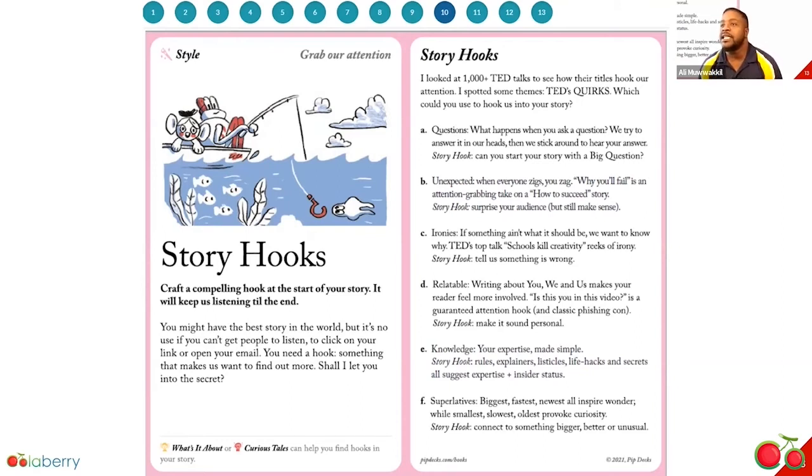So this guy looked at over 1,000 TED Talks to see how their titles hook our attention, and he spotted some things. Number one is questions. What happens when you ask a question? We try to answer it in our head, and then we stick around to hear the answer.